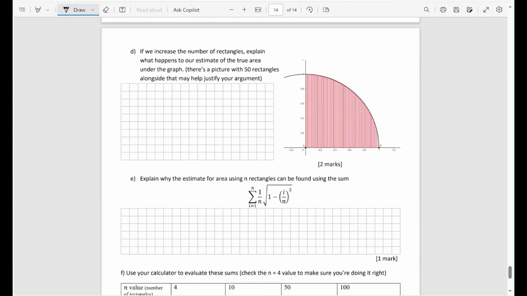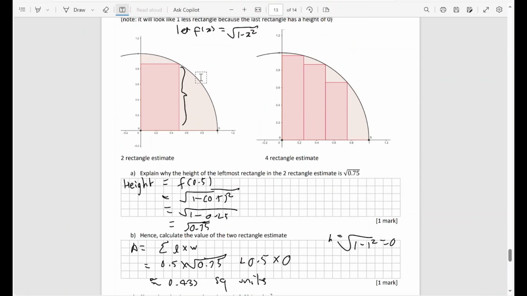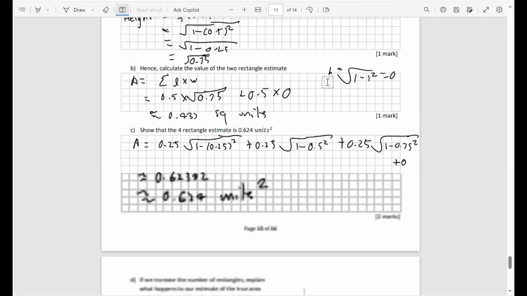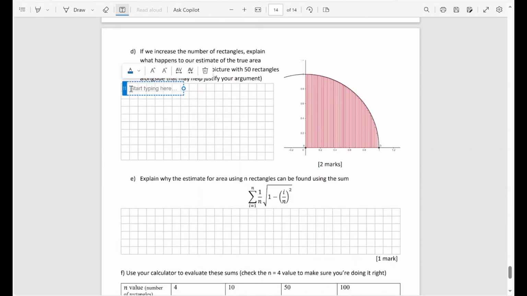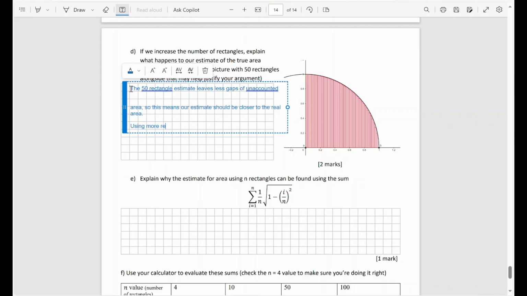So here you can see we've used 50 rectangles, and what do you think would happen to the area? Well, in those areas here, you've got heaps of gaps that you're not accounting for. But in this area, there's less gaps. So the 50 rectangle estimate leaves less gaps of unaccounted area. So this means our estimate should be closer to the real area. Using more rectangles will give a better estimate.